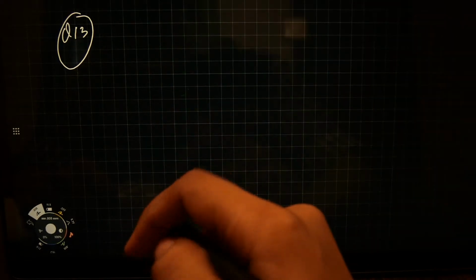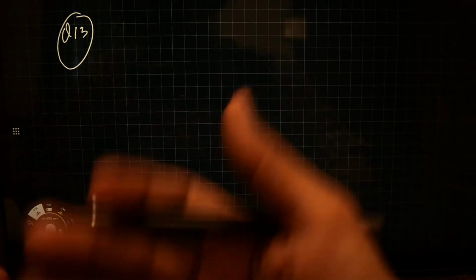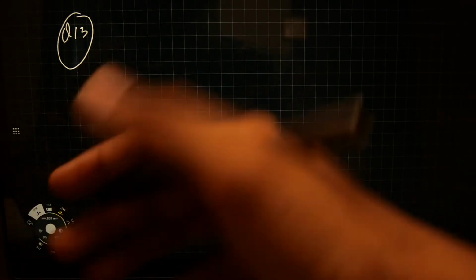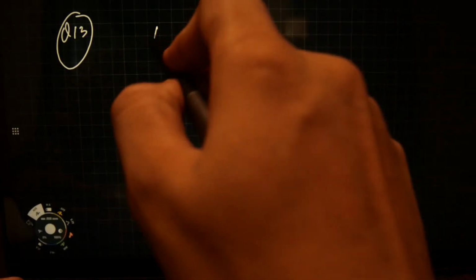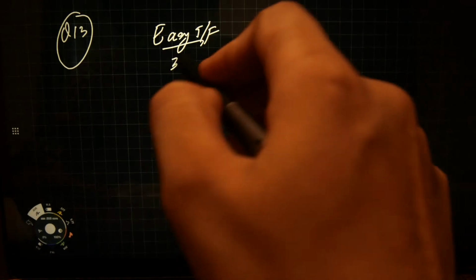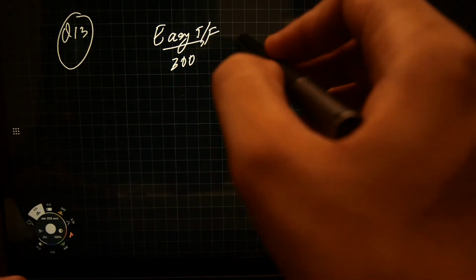In the 13th question, there is no sample space given, but the number of elements in a sample space is given. The instructor has a question bank consisting of 300 easy true or false questions. How many true or false questions are there? 300 easy true or false questions.